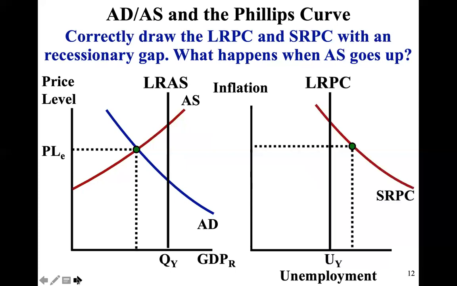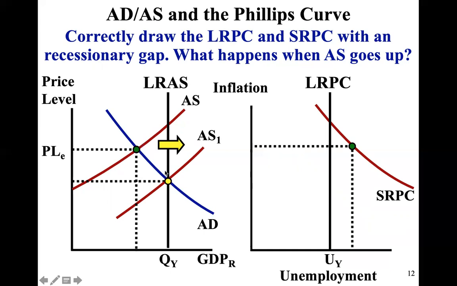So we would draw the short run Phillips curve like so, showing higher levels of unemployment than the national rate of unemployment. And then if there is an increase in aggregate supply, we could increase aggregate supply to the right, bringing us back to full employment. And because AS shifted, we know the short run Phillips curve is going to shift.